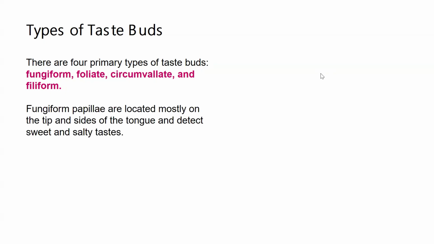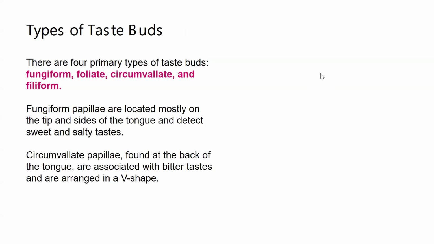So now, what are the functions of fungiform papillae? The fungiform papillae are located mostly on the tip and the side of the tongue, and they detect sweet and salty tastes. So you see, the fungiform is one of the regions found in the taste buds, and its major function is aiding in detecting sweet and salty tastes, and it is found on the tip and side of the tongue.